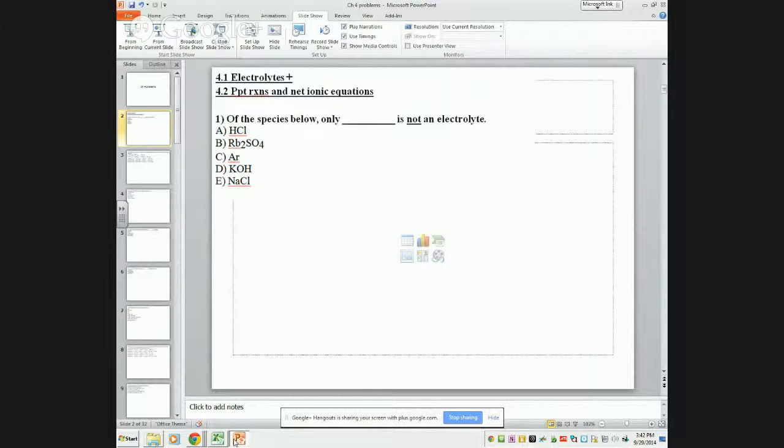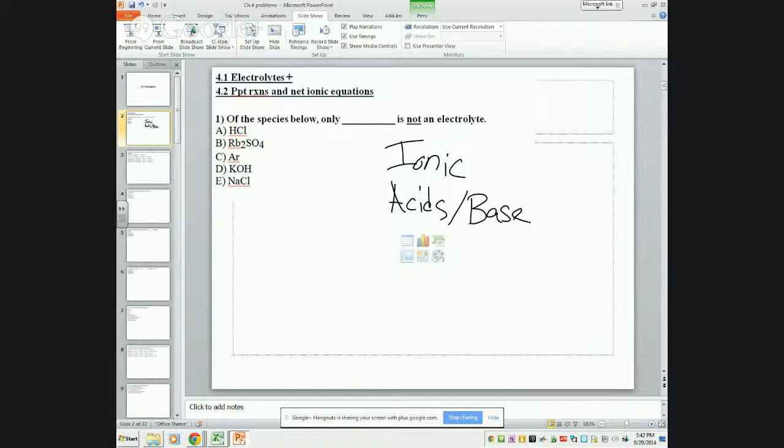Let's just go over it. It says, of the species below, only blank is not an electrolyte. So you just got to remember, an electrolyte would be any ionic compounds that are soluble, because they'll ionize, break up into ions and conduct. But also acids and bases are going to be electrolytes, because when they dissolve, they break up into H plus and whatnot. So that gets rid of HCl, that gets rid of KOH, that gets rid of NaCl.